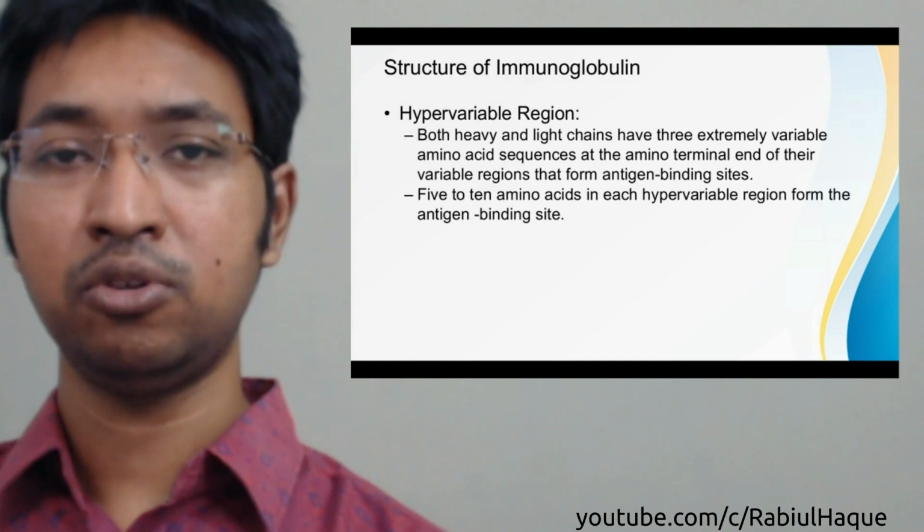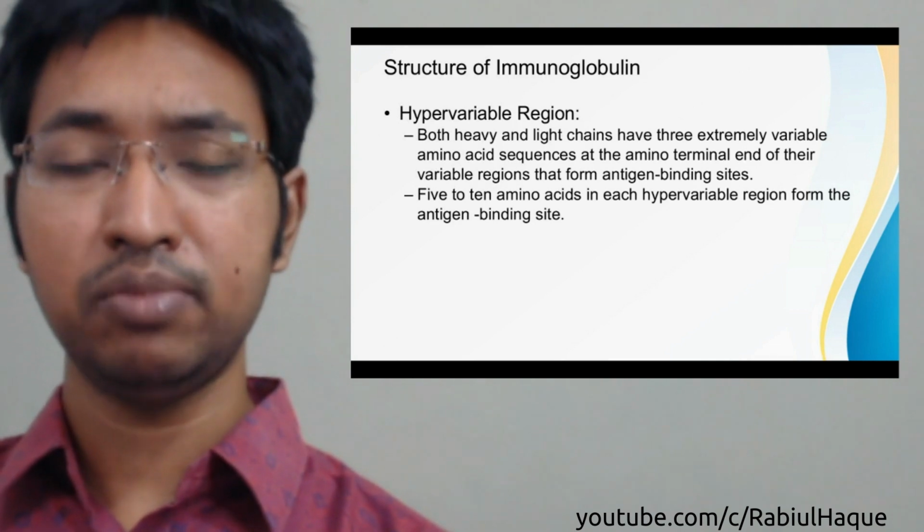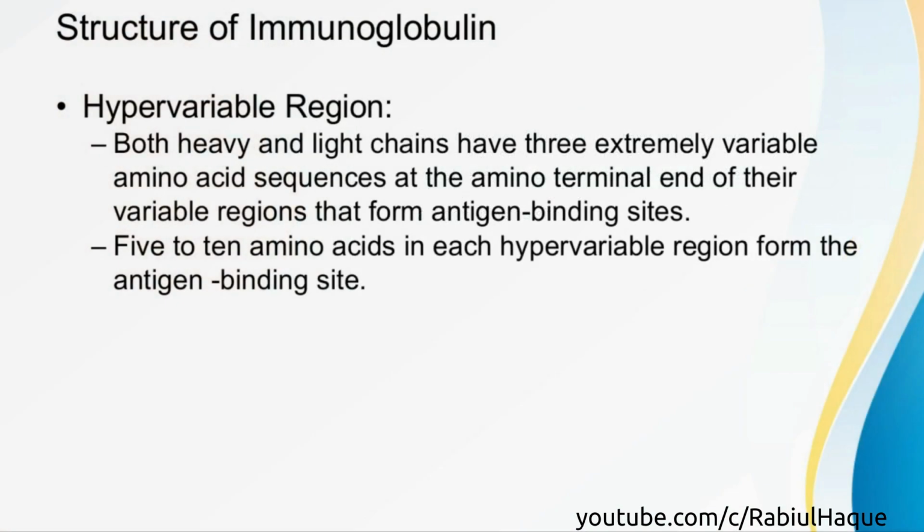Now, in your textbook, you will also find a term called hypervariable region. So what do we mean by that? Always remember, both heavy and light chains have three extremely variable amino acid sequences at the amino terminal end of their variable regions that form antigen binding sites. These three extremely variable amino acid sequences are known as the hypervariable region. 5 to 10 amino acids in each hypervariable region form the antigen binding site.